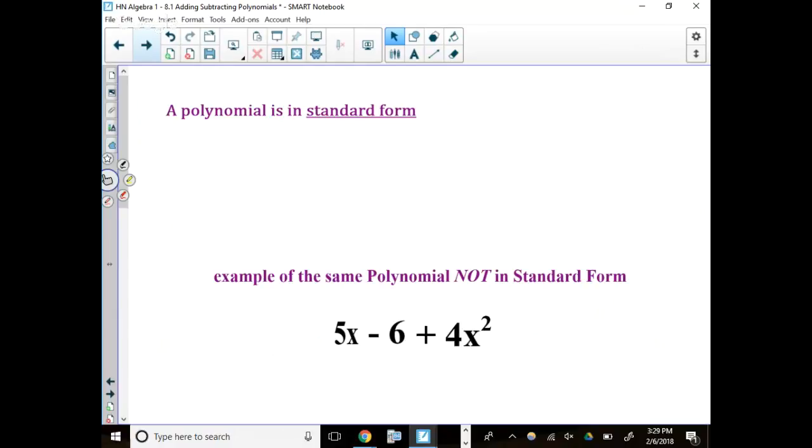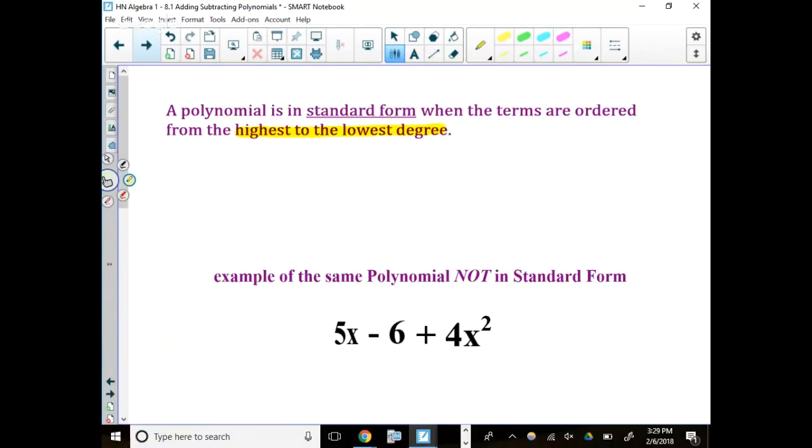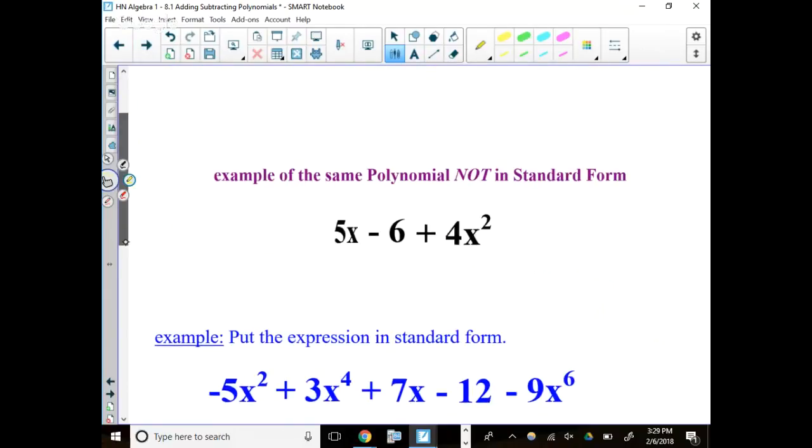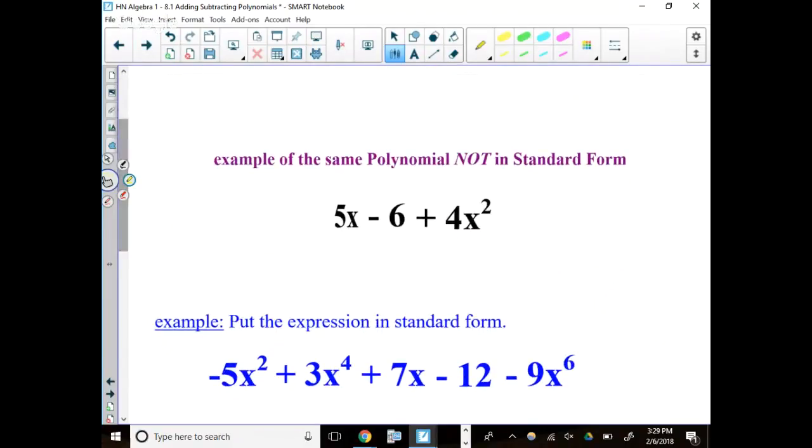All right. So a polynomial is in standard form when the terms are ordered from the highest to the lowest degrees. This lesson is very vocab heavy. I'll explain what highest to lowest degrees means here in a second. All right, so this is an example of a polynomial that's not going to be in standard form.